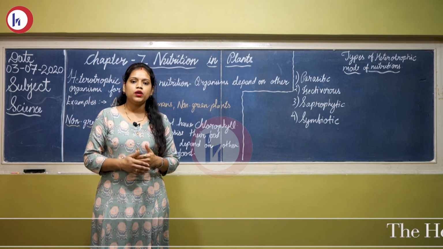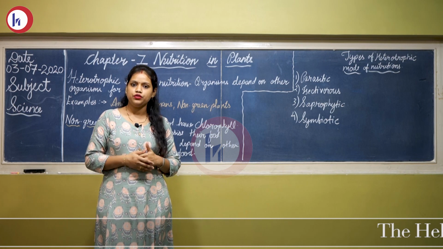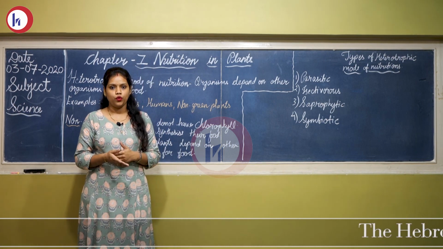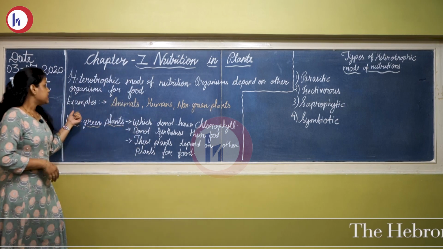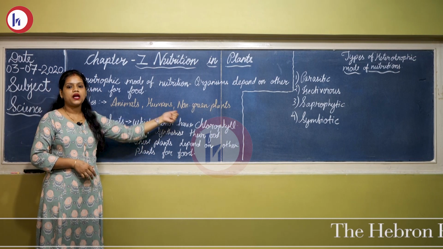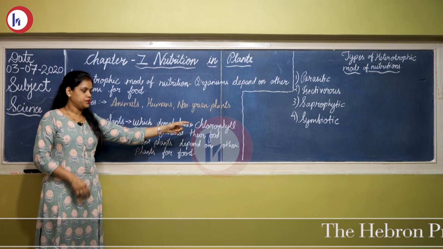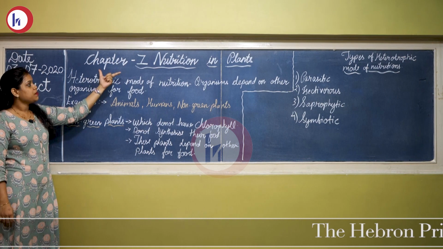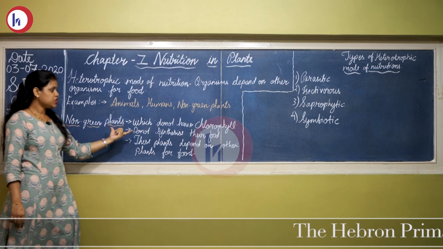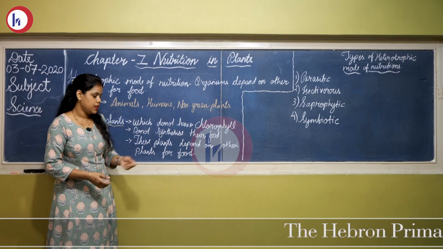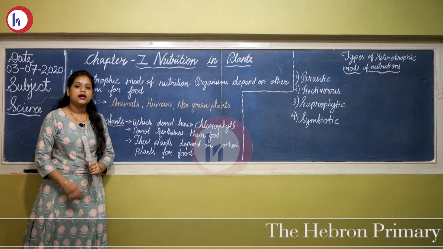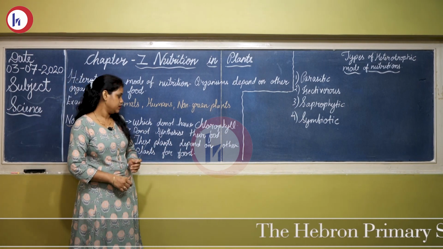Organisms which depend on other organisms for their food and nutrition are known as heterotrophs. That means they follow the heterotrophic mode of nutrition. Examples are animals, humans, and non-green plants. These all are called heterotrophs. As our chapter is about nutrition in plants, we are going to focus on non-green plants. Which plants are called non-green plants? The plants which do not have chlorophyll in them are known as non-green plants.